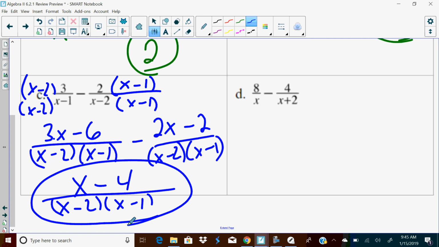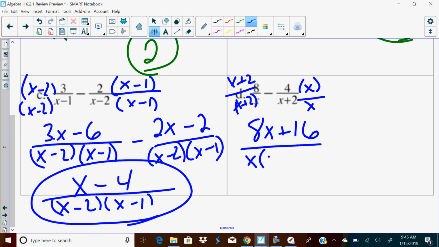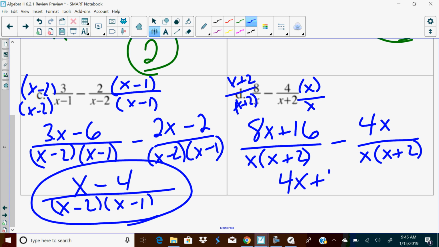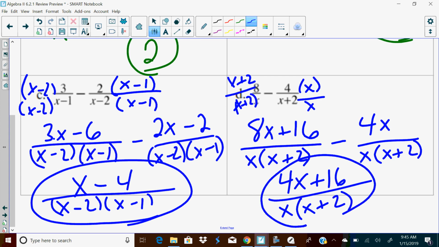So D, I want to find a common denominator, so I'm going to multiply them by each other. On this side, I'm going to multiply the top and the bottom both by x. This is going to be by x plus 2. So I'm going to get 8x plus 16 over x times x plus 2, minus 4x over x times x plus 2. In the top, I get 8x minus 4x, or 4x plus 16. And I can leave it like that or multiply it out, and there's nothing I can simplify. So that would be my answer.